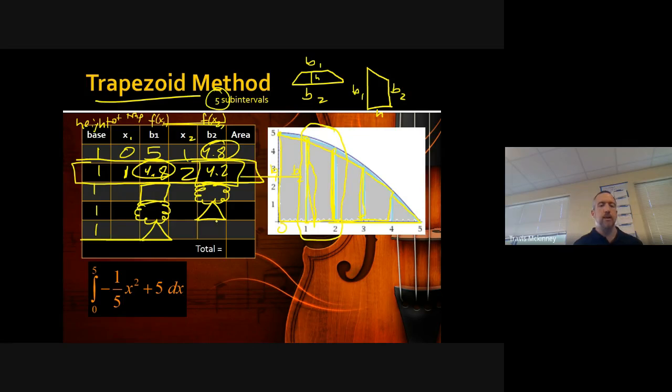The endpoints are the only ones that are not going to show up twice, like this 5 and this 0 down here. Now, when you find the area, you can't just do length times width because it's not a rectangle. It's a trapezoid. So you're going to have to do 1/2 times the height, which is really called the base here, and then times B1 plus B2. So when you do that for each of them, it's going to give you the area.